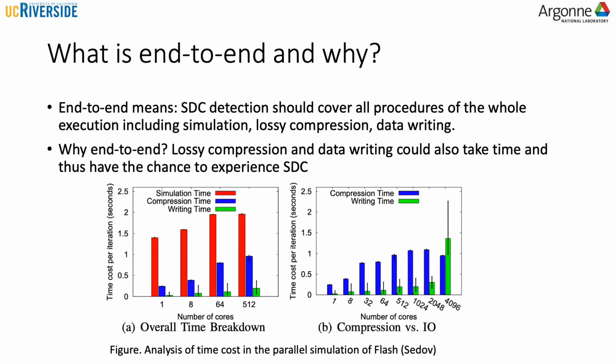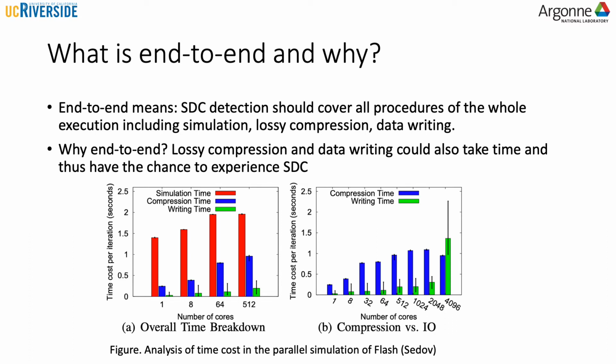Now let's clarify what end-to-end detection is and why we need it. End-to-end detection means the SDC detection should cover all the procedures of the whole execution, including simulation, lossy compression, and data writing. We need end-to-end detection because not only the simulation, but also lossy compression and data writing can take a significant amount of time. Thus, they have the chance to experience SDCs.